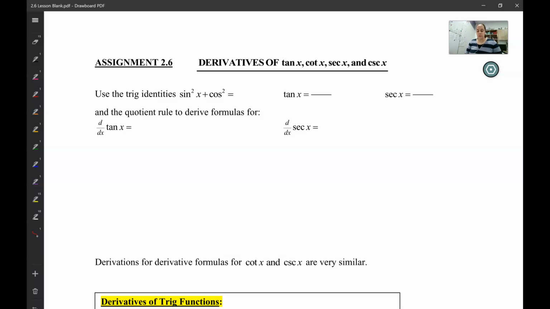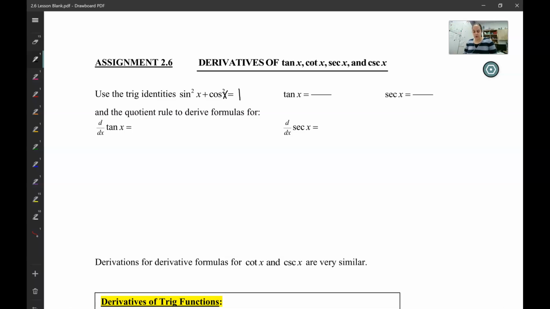Welcome to lesson 2.6, where we talk about the derivatives of tangent, cotangent, secant, and cosecant. So we're going to start by listing some of this stuff. So this should be all review. First off, use trig identities. Sine squared of x plus cosine squared of x equals 1. That's a trig identity that we learned a little while ago.